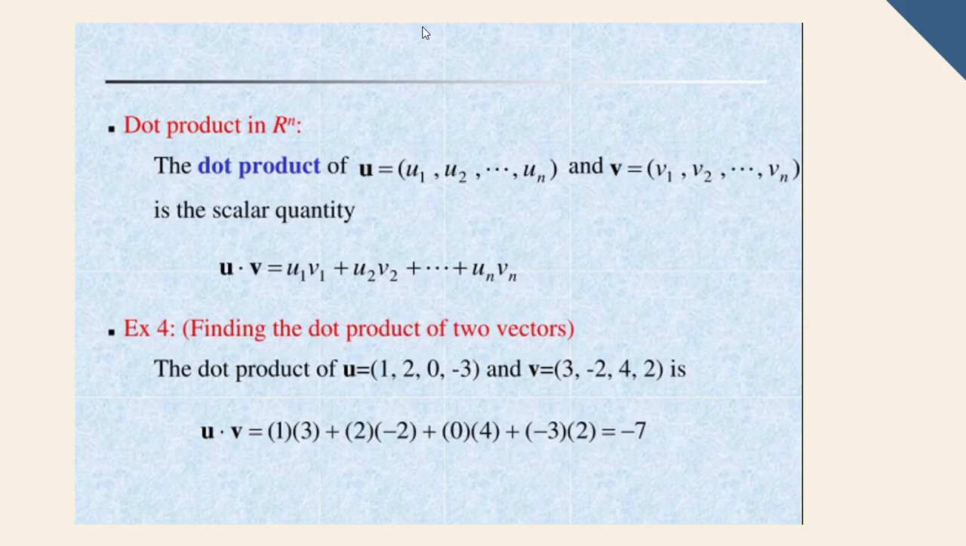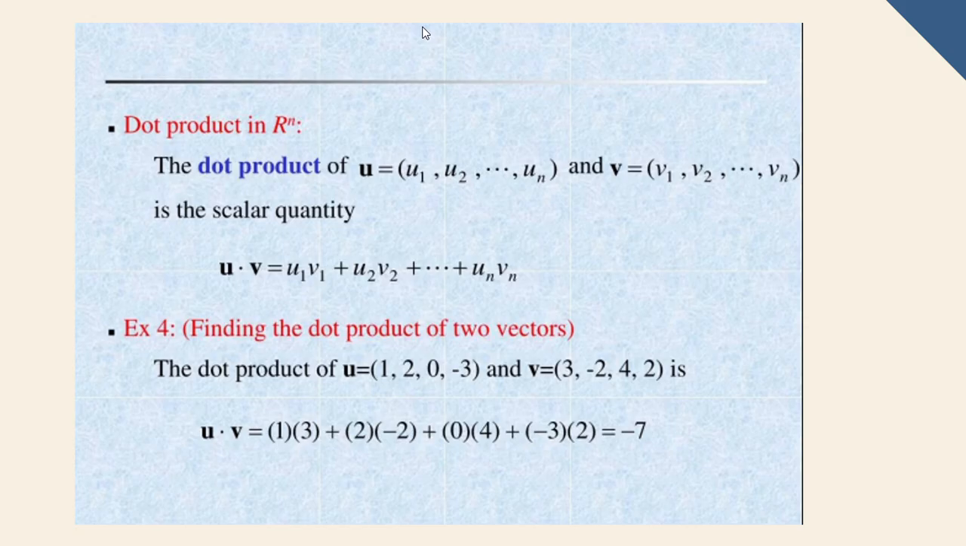Now, let's learn the dot product. The dot product of two vectors u and v is found by multiplying their matching numbers together and then adding everything up. This gives us one number called a scalar, not another vector.